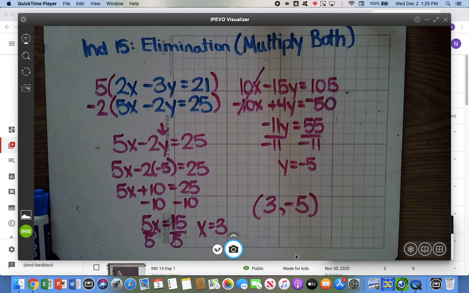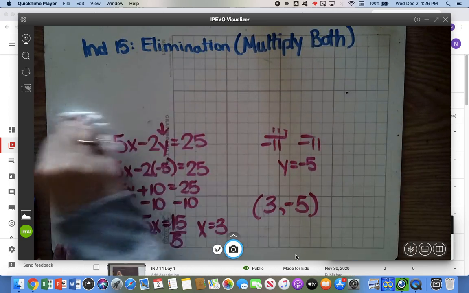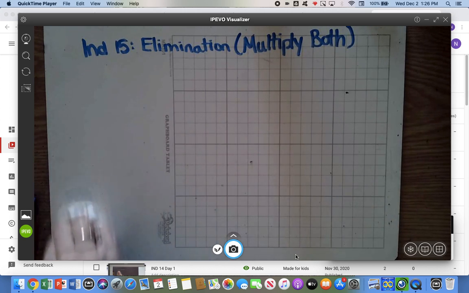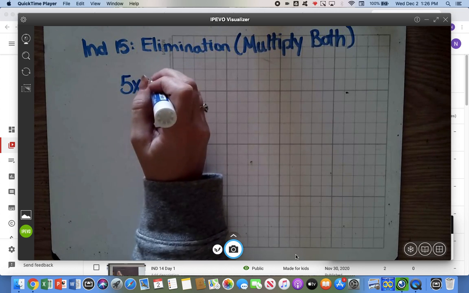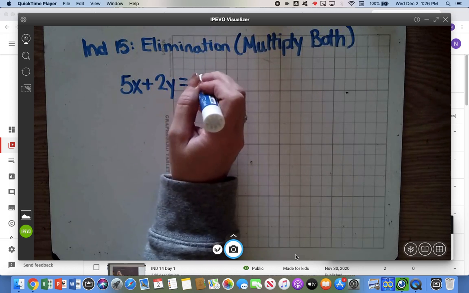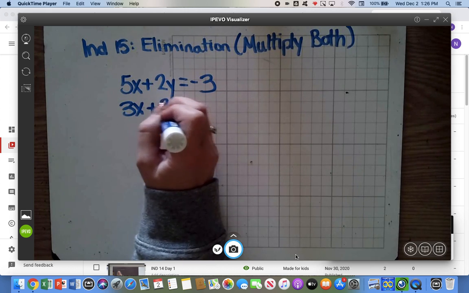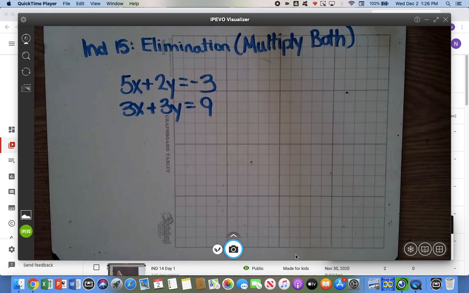All right, so this next one, I want you guys to try this one by yourself. Hit pause after you write it down, then work it out, and then you can watch me work it out when you are finished. So hit pause.